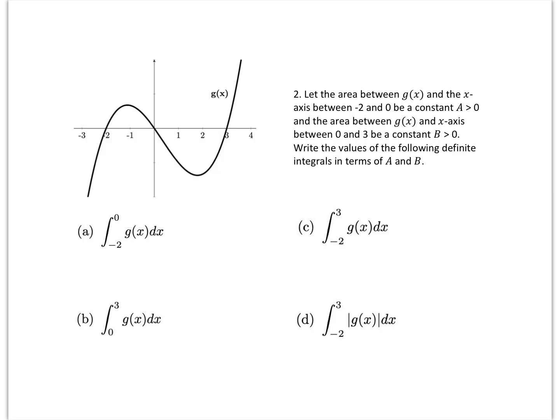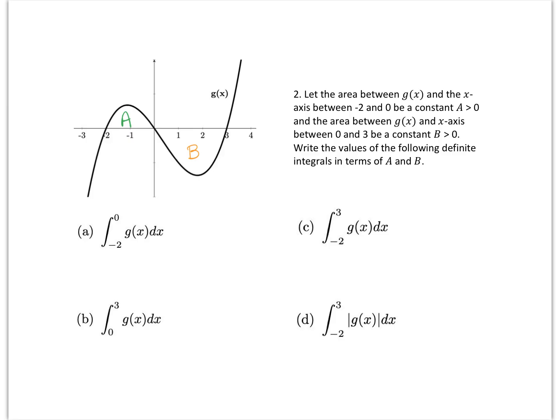Let the area between g of x and the x-axis between -2 and 0 be a constant a that's positive. So here's -2, here's 0, g of x, x-axis. So this region we're calling a. And then the area between g of x and the x-axis between 0 and 3, that's this region here, we're going to call b, which is also a positive area. Okay, that's just an area, so it's positive.